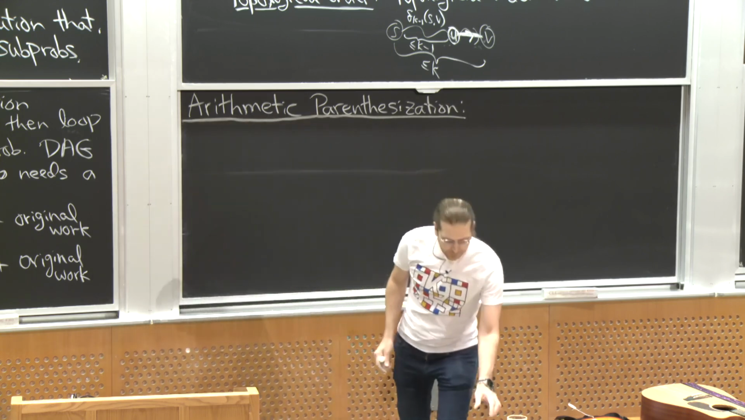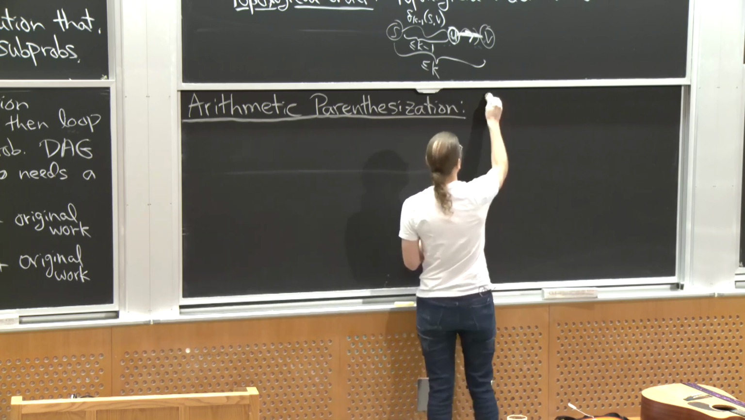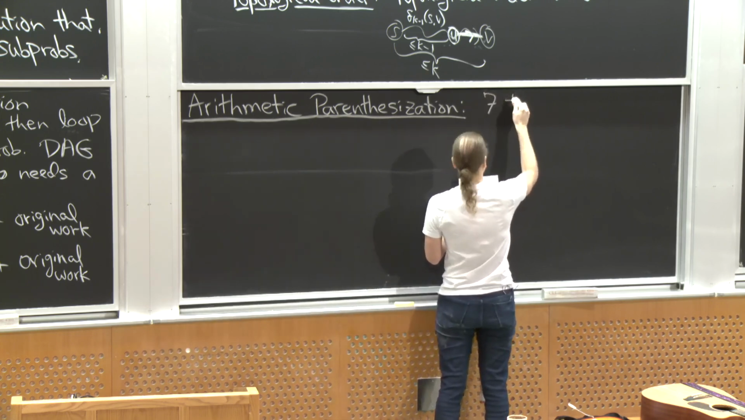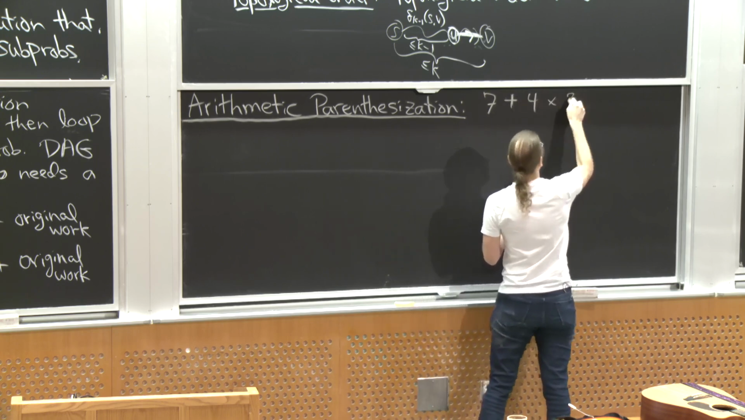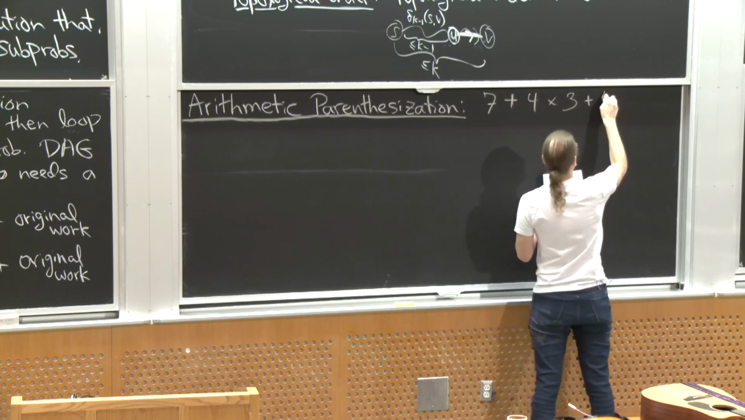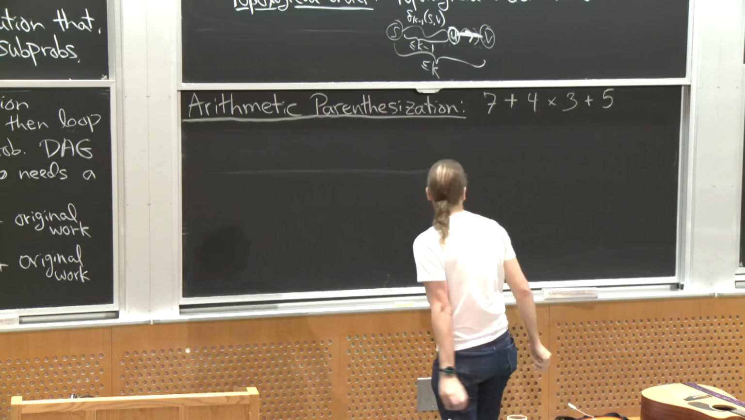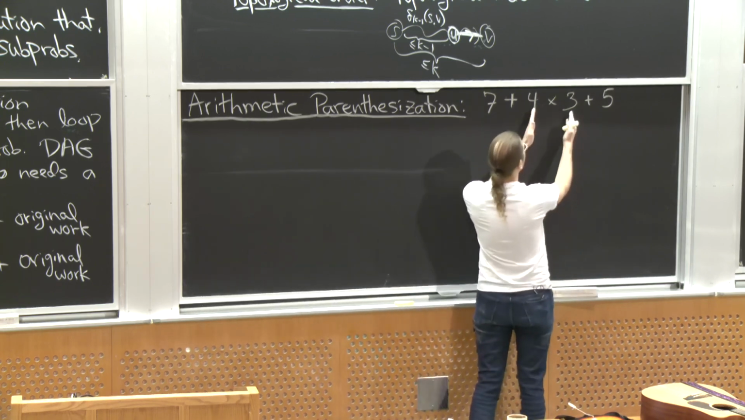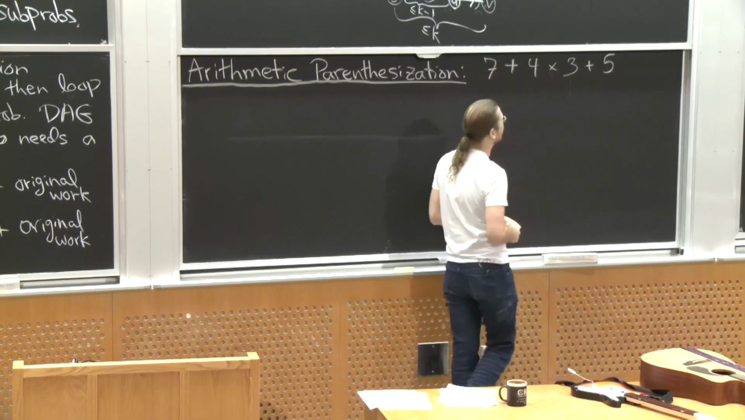Okay, we are given a formula with, say, plus and times. Let me give you an actual example: 7 plus 4 times 3 plus 5. Now, when you read this, because you've been well trained, you think, okay, I'm going to multiply 4 and 3 first, because that has a higher precedence, and then I'll add the results up.